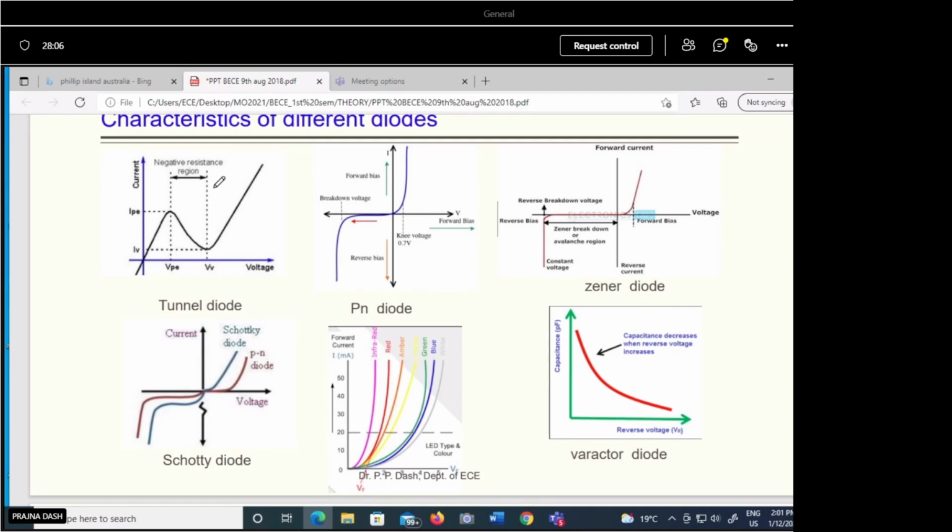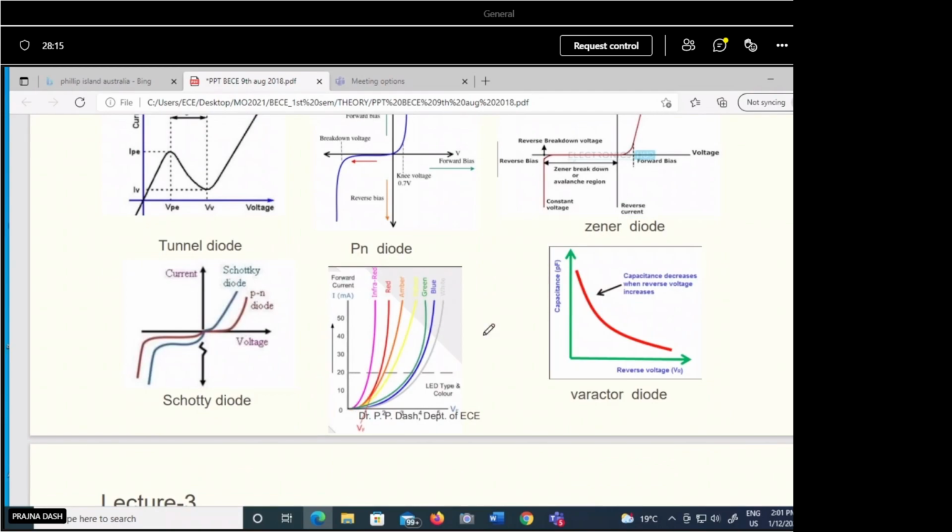The others are only for your information. I have kept this from an examination point of view; it is not required. You can see that this is the diode where we get different kinds of LEDs, different colors of LED. For different color LEDs, the graph characteristics will be different, and the threshold voltage will be different. This is the characteristics of your LED.